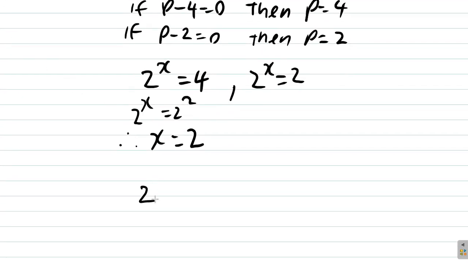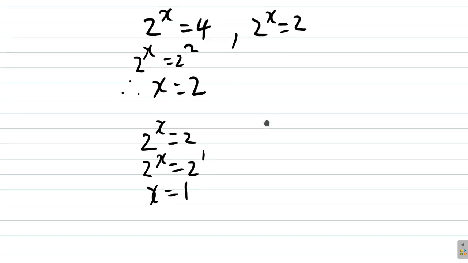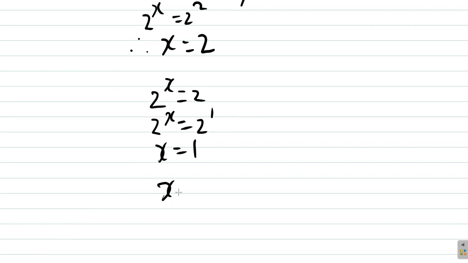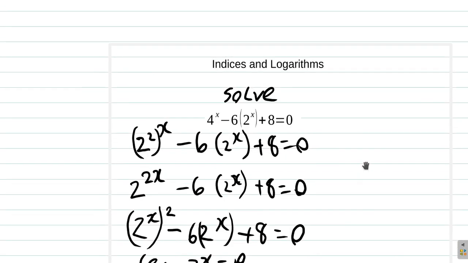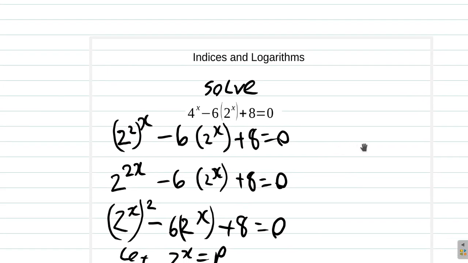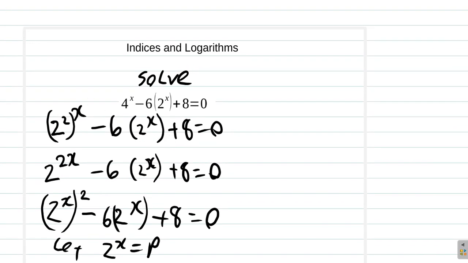And when 2 to the x is equal to 2, it means 2 to the x is equal to 2 to the 1. So x would be 1. So the answers are x equals 1 and x equals 2. So x would be 1, or it would be 2. Alright? Let's test it out.